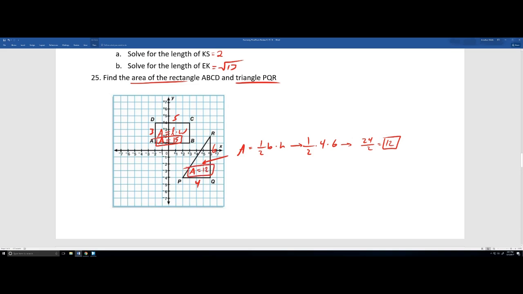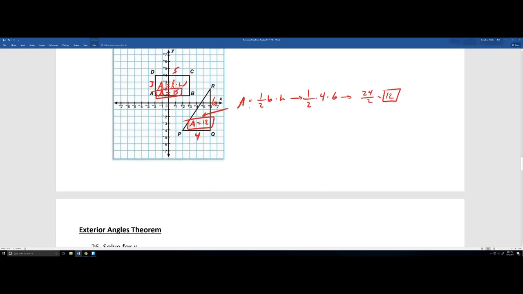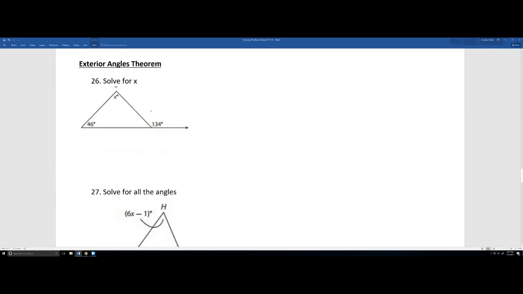Okay, so again, that was just math 8. And that's why we didn't really go into it. That's actually kind of coming into semester 2 a little bit. But yeah, that's math 8. All right, exterior angles theorem.